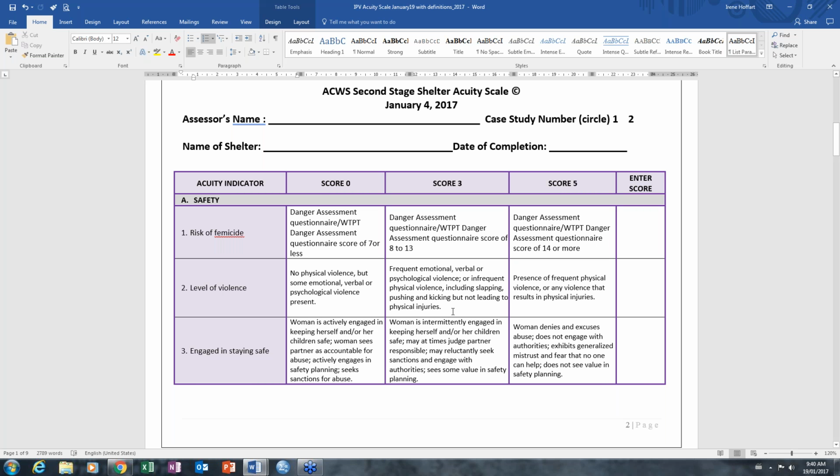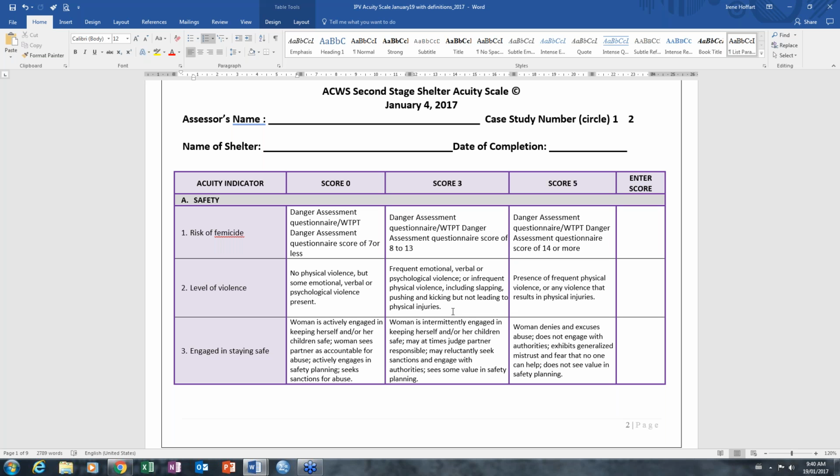A score of 3 would then be increasing the level of violence, where there is the other emotional, verbal, or psychological violence, may include financial abuse, may include stalking, but then there's also physical violence, although it's not frequent, and we've defined it very specifically here for you: slapping, pushing, kicking, but not leading to physical injuries. And then score of 5, of course, includes physical violence.